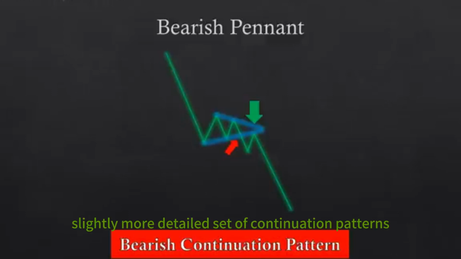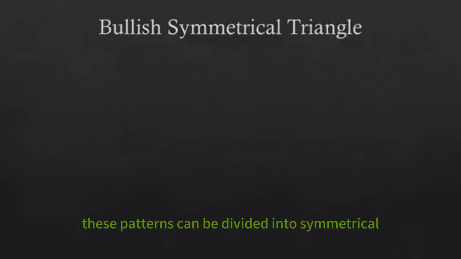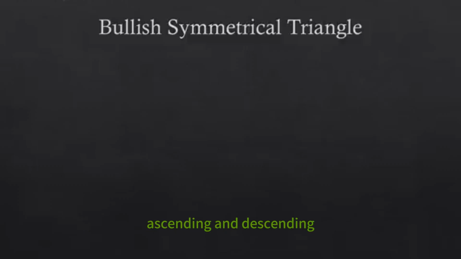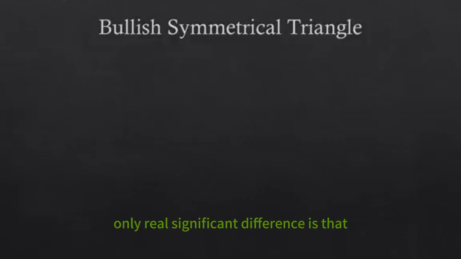Next, we have a slightly more detailed set of continuation patterns, which are the triangles. These patterns can be divided into symmetrical, ascending, and descending. Some of them only have bullish or only bearish variations. Let's begin with the symmetrical triangle. Symmetrical triangle is actually very similar to a pennant. The only real significant difference is that triangles tend to be larger, and pennants tend to be quite small. Other than that, they are indeed very similar.